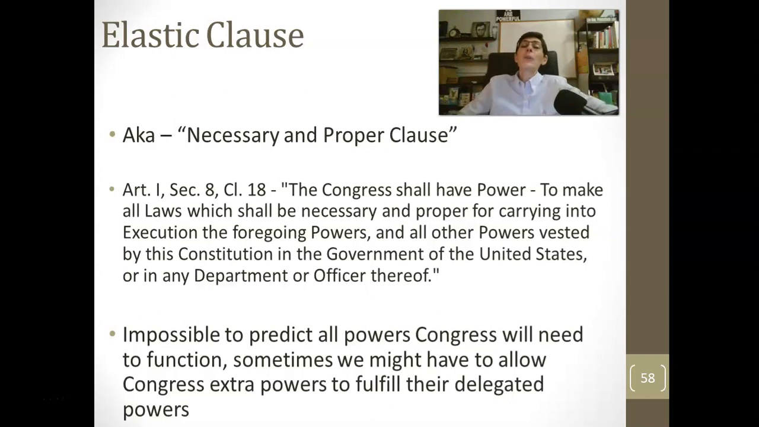Now, the founders were smart enough to realize that it was impossible to predict the precise powers that Congress would need in order to fulfill its necessary duties. So they wanted something in there that allowed for some mobility, but they also left in methods to check the federal government. And we'll talk more about that when we get into the three branches.